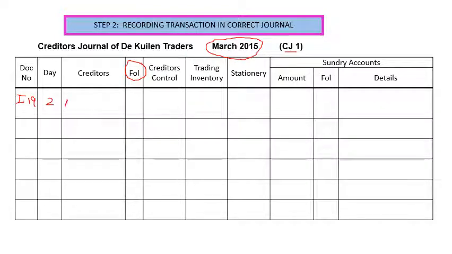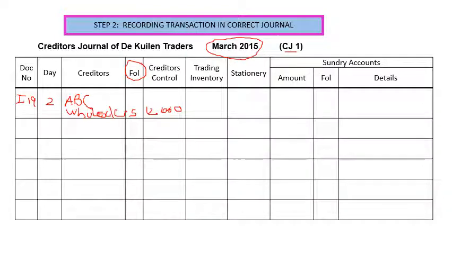We bought from ABC wholesalers. I'm writing with the mouse, it's not that easy, so forgive the very untidy handwriting. How much was the total of the invoice? 12,660. So the total of the invoice goes in the creditors control column.